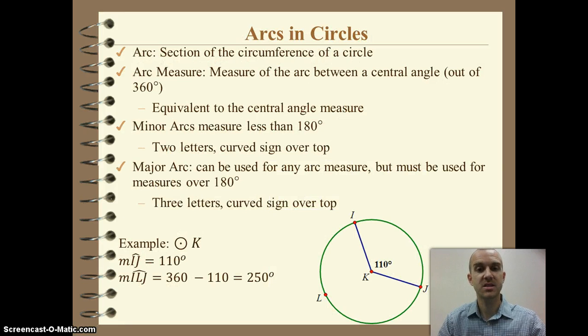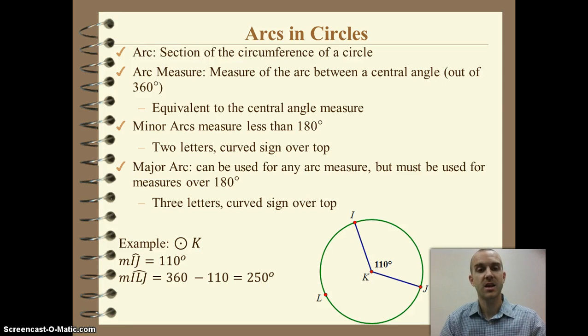Now an arc is a section of the circumference of the circle. And when we talk about arcs, we talk about arc length and arc measure. If we're talking about the arc measure, it's the measure of the arc between the central angle's sides. So if we look at our image down here, we have our central angle, and we're talking about what would be in between it, since this is our marked one, IKJ.